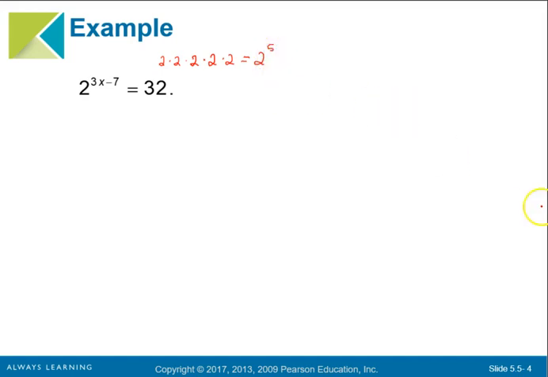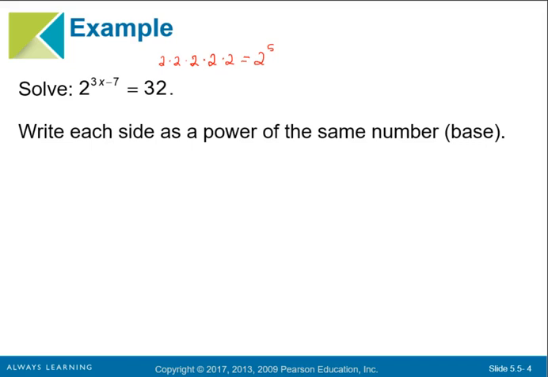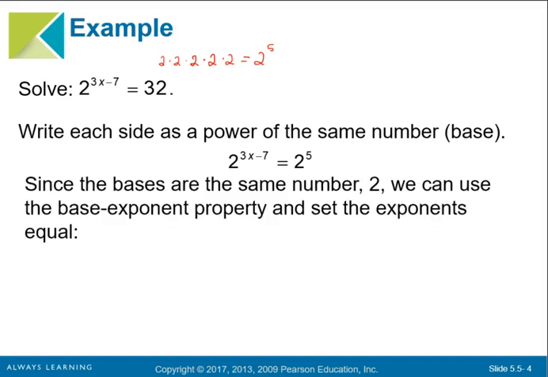I'm going to go ahead and run through that. So we're going to solve this. All right, we've gotten to this point. We've said our 2 is the base. 2 to the 3x minus 7 is going to be equal to our base of 2 to the 5th power. So we're going to take away the bases of 2 since they are the same. We can just look only at the exponent part.